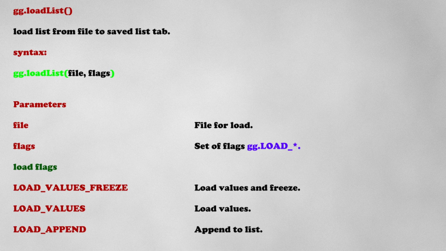Now let's see how to load this value. gg.loadList. Load the saved list from the file. Syntax: gg.loadList, file, flags. Parameters: file, the file to load. Flags, load flags gg.load underscore asterisk or by default it takes 0. Load flags: gg.load underscore values underscore freeze, load values and freeze. gg.load underscore values, load values. gg.load underscore append, append to the list.